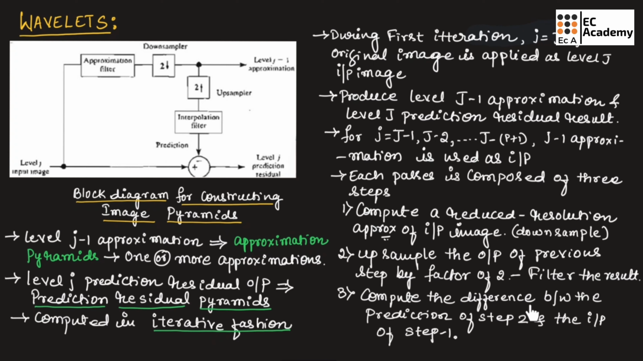The third step is to compute the difference between the prediction of step 2 and the input of step 1. This difference will produce the level j prediction residual output that can later be used to reconstruct the original image. A prediction residual pyramid can be used to generate the corresponding approximation pyramid, including the original image, without any error. So executing these steps P times produces 2 intermediate results related to the P plus 1 level approximation and prediction residual pyramid. The level j-1 approximation outputs are used to produce the approximation pyramid.